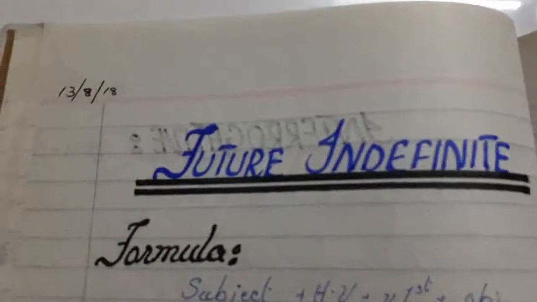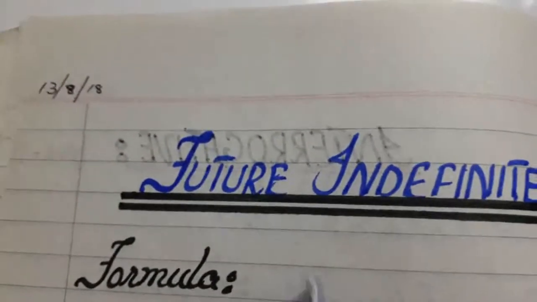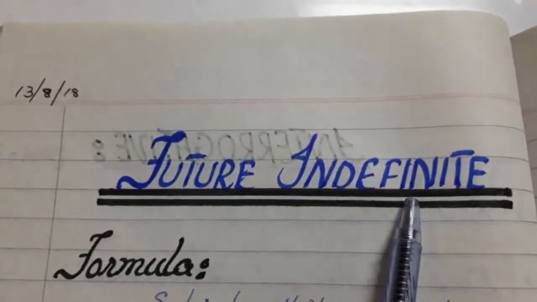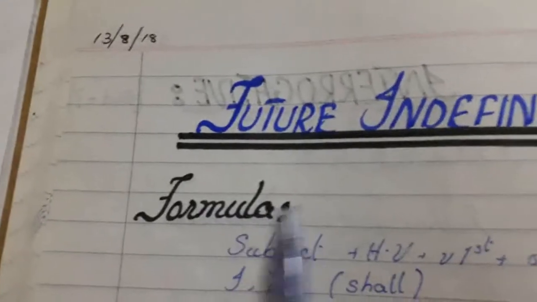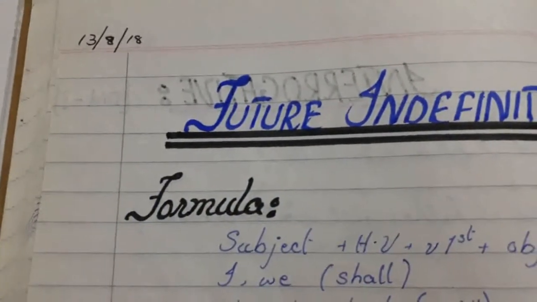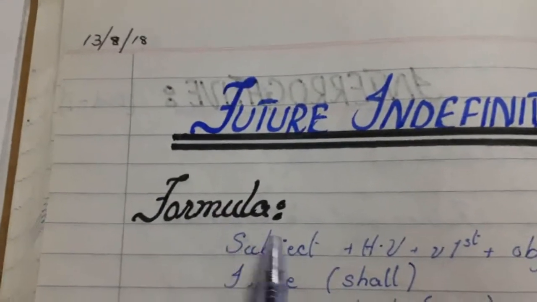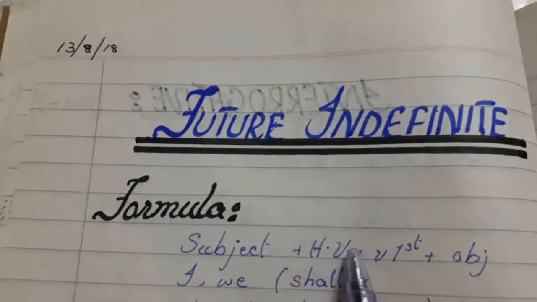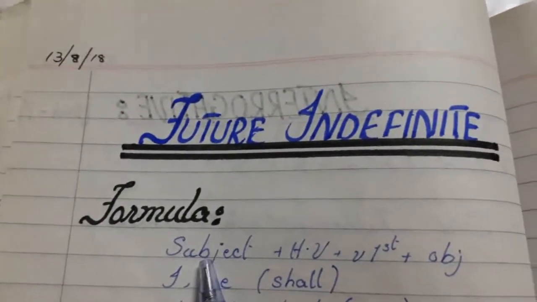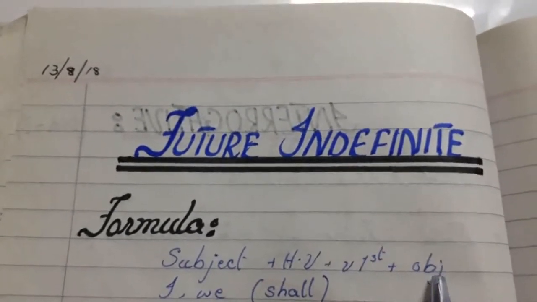Then come to the third one, future indefinite. Future indefinite tells you about the future action which you intend to do. What's the formula? In past indefinite and present indefinite we do not use any helping verb, but here in future indefinite we use helping verb. So the formula is subject plus helping verb plus first form of verb, then object.